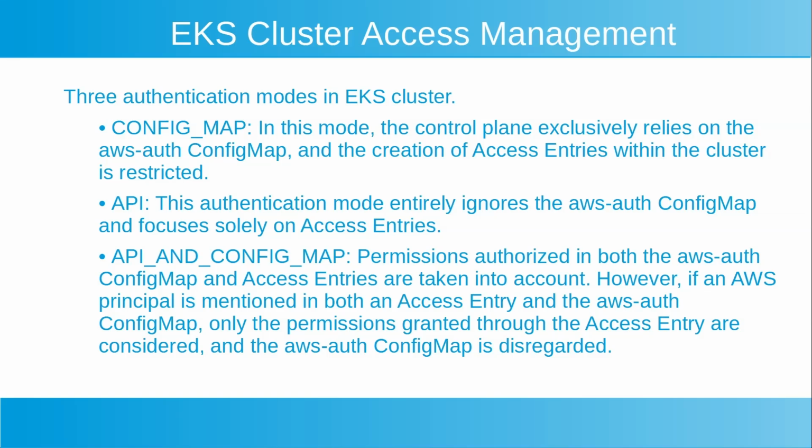API. This authentication mode entirely ignores the AWS Auth config map and focuses only on access entries. API and config map. Permissions authorized in both the AWS Auth config map and access entries are taken into account. However, if an AWS principal is mentioned in both an access entry and the AWS Auth config map, only the permissions granted through the access entry are considered.